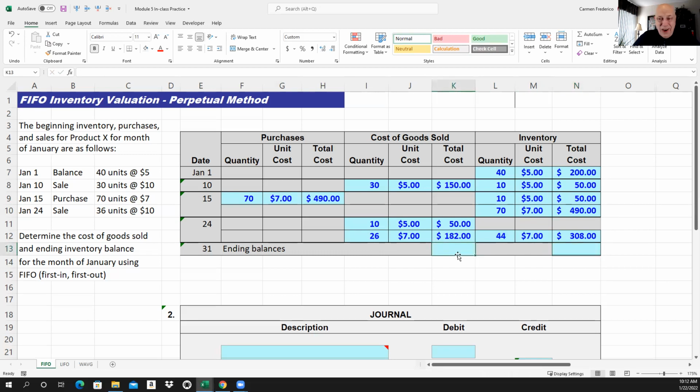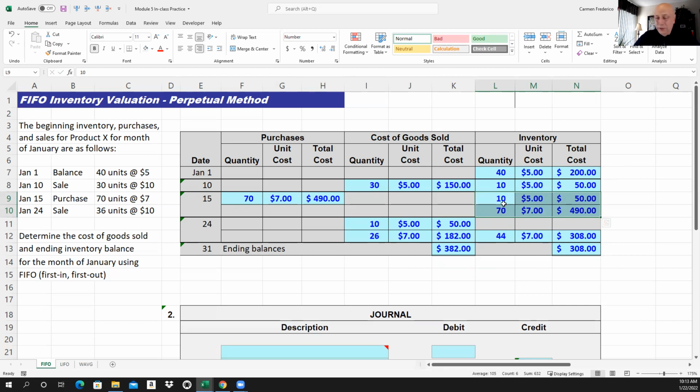So the total cost for the month would be, we have $150 plus the 50 plus the 182. Our total cost of goods sold is 382, and our ending inventory is simply 308. One layer of inventory, 44 units at $7 a piece. Okay, so that's how you handle FIFO. Again, you're always looking at the layers. You start at the top and work your way down. If we had multiple layers, it doesn't matter how many layers you have. You want to always start at the top and work your way down until you deplete or use up all these layers of inventory.